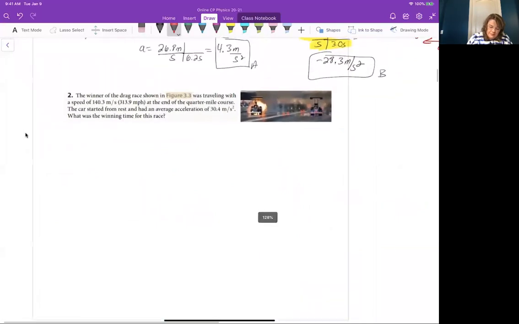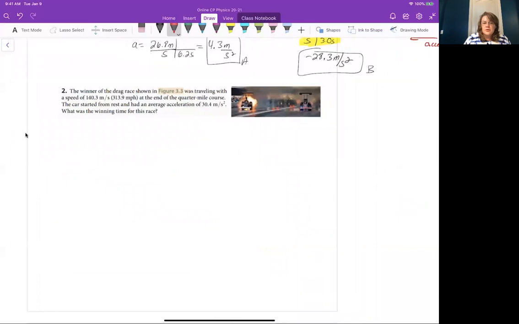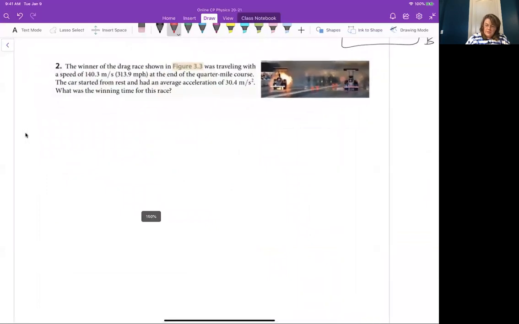This is where I'm ending. And then your homework will be to try a problem on your own. All right. The winner of the drag race, shown in figure 3, was traveling with a speed of 140.3 meters per second at the end of a quarter-mile course. The car started from rest and had an average acceleration of 30.4 meters per second squared. What was the winning time for this race?